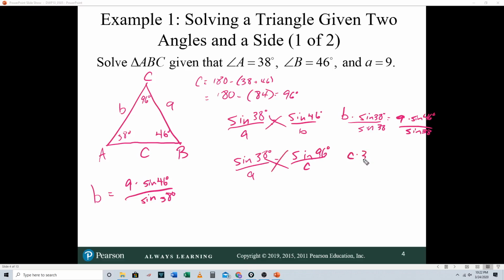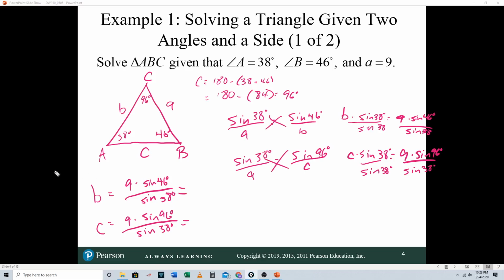Same thing over here, cross multiply. We get C times sine of 38 is equal to 9 times sine of 96 degrees. And again, divide by sine of 38. And we know that C is equal to 9 times sine of 96 degrees all over sine of 38 degrees. So when you do this, make sure your calculator is in degrees and not radians.